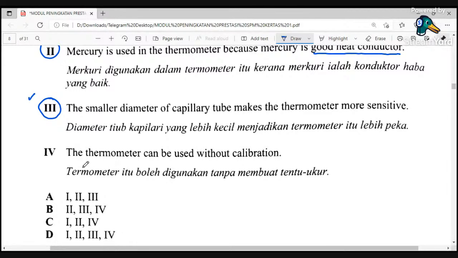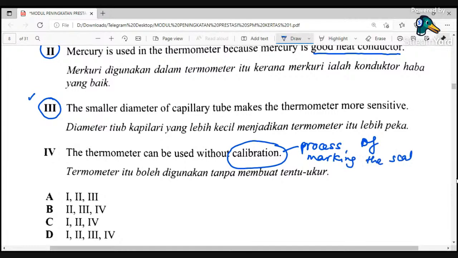Okay. 4. Thermometer can be used without calibration. No, cannot. Okay, if you don't calibrate, calibration apa nama proses ini? Okay, 2. Process of marking the scale. Okay, you nak tandakan scale supaya dia ada scale, tu panggil calibration. Kalau tak buat calibration, you tak boleh guna lah macam mana nak baca. Okay, so ini tak boleh. So answer dia ialah A lah, 1, 2, 3.